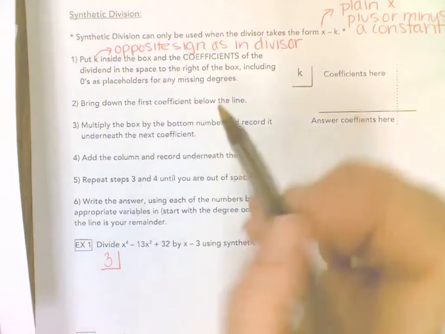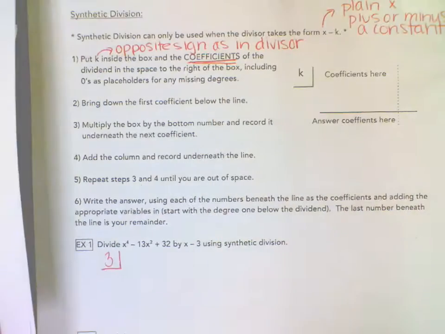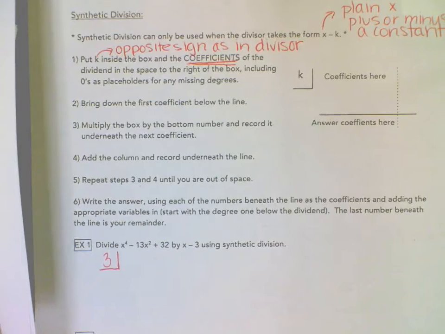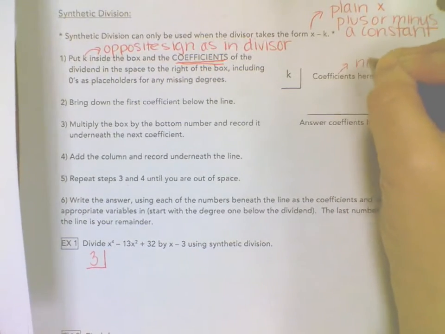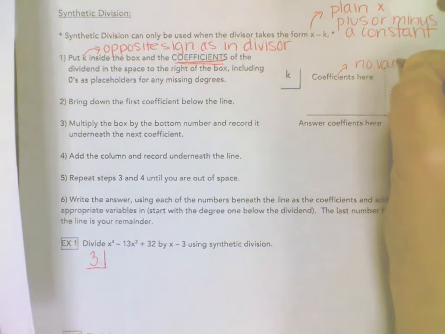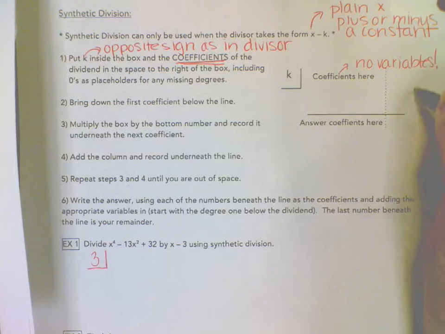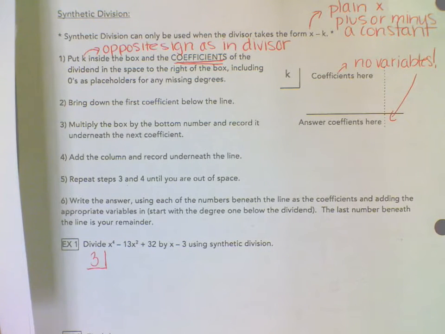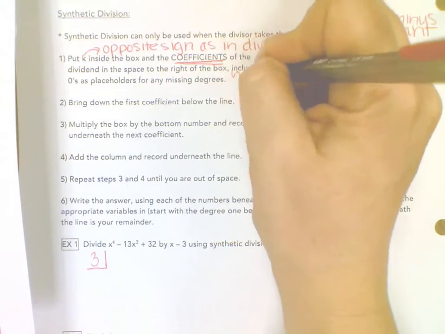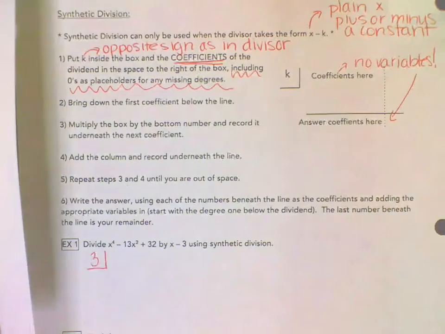Then we need the coefficients. I put them in capital letters for a reason. Coefficients of the dividend in the space to the right. There should be no variables here, really anywhere in here. It should all just be numbers. So I'm just taking the coefficients, making sure to include zeros as placeholders for any missing degrees.